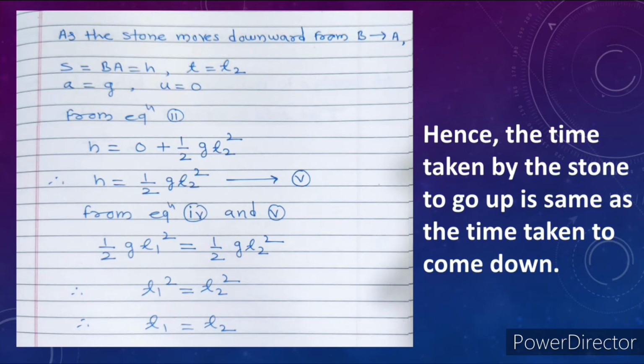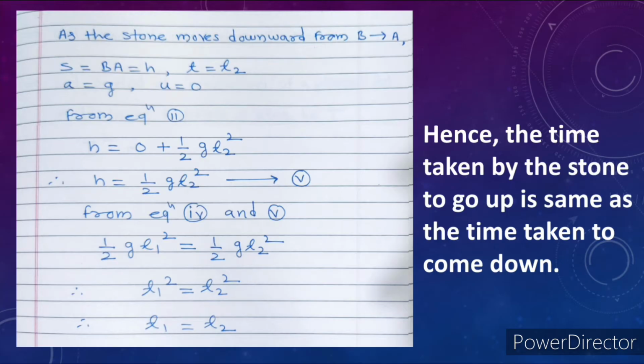As the stone moves downward from B to A, s = BA = h, t = t2, a = g, and u = 0. Therefore, from equation 2, we get h = 0 + 1/2 g t2², and therefore h = 1/2 g t2², equation 5.